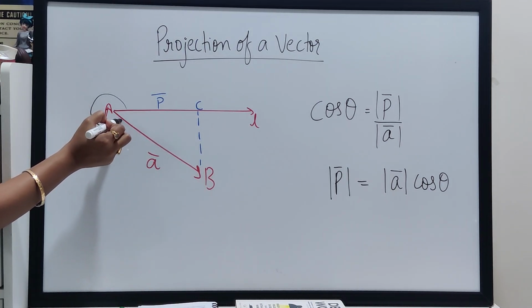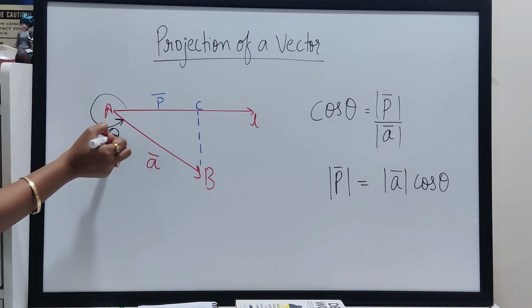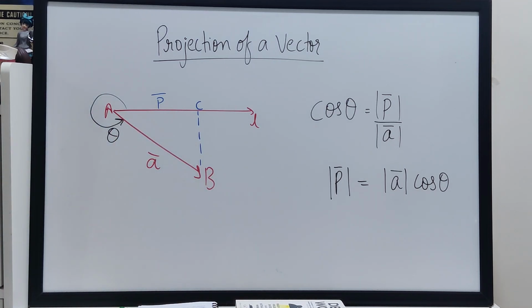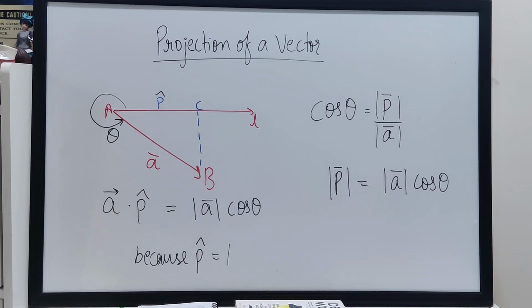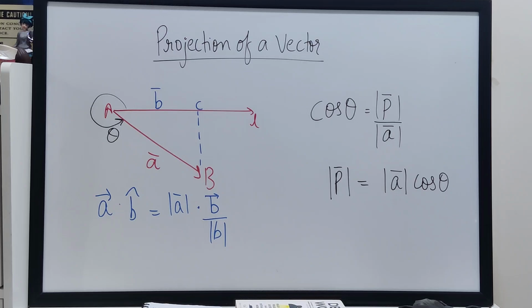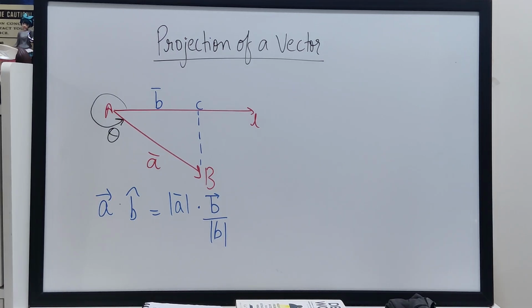For example, if P cap is unit vector along line L, then projection of vector on line L is vector A dot unit vector of P. Projection of A on another vector B will be vector A dot unit vector B, which can further be expanded as A dot B divided by magnitude of B.